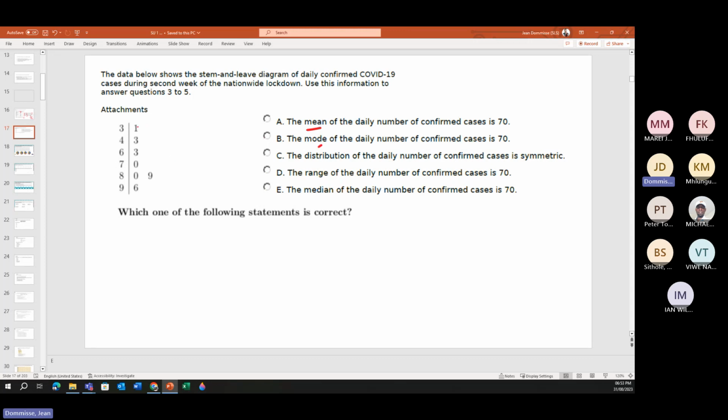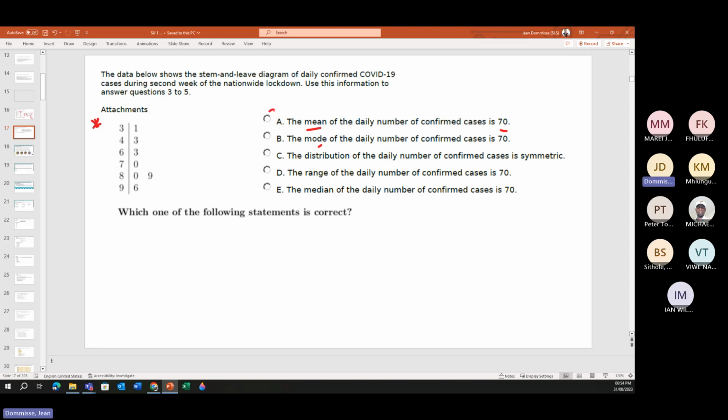But I thought let's show you on this one, because this is also more likely that your stem and leaf in your exam will be linked to chapter 3. So that there's the mean, mode, or even some of the Q1, Q3, or even standard deviation and variances in it. Okay, so they tell us the mean of a daily number of confirmed cases is 70.